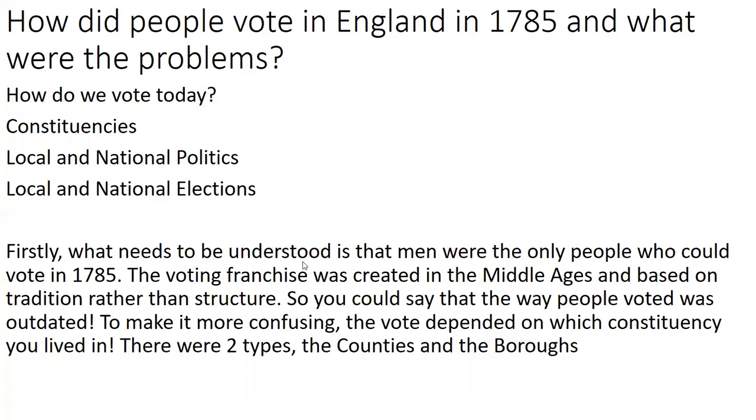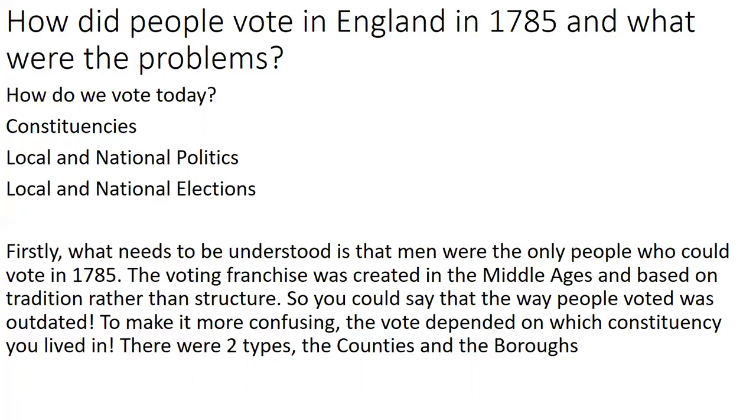What needs to be understood is that men were the only people that could vote in 1785, and men who were rich and had land over a certain amount. Now, the voting franchise, so the voting system, was actually created in the Middle Ages and based on tradition rather than structure. So there was no structure to the political system. It was based on who you were, what you knew, how much money you had. So you could say that by 1785, the voting system was a little bit outdated.